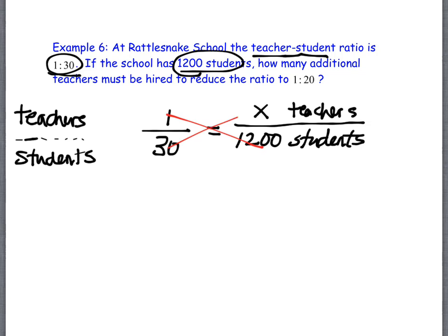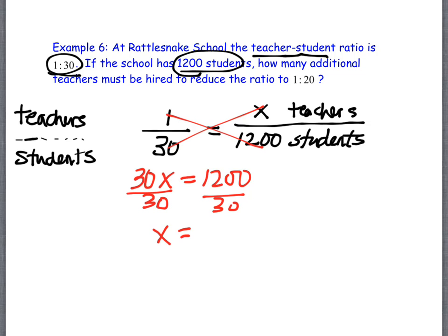30x equals 1,200. Okay, so I'm going to cross multiply, right, Brendan? Yeah. And I get 30x equals 1,200. And then divide by 30, and I have that x is 40 teachers. So what is 40 teachers telling us? That's how many you have right now. That's the now. Currently, I have 40 teachers.